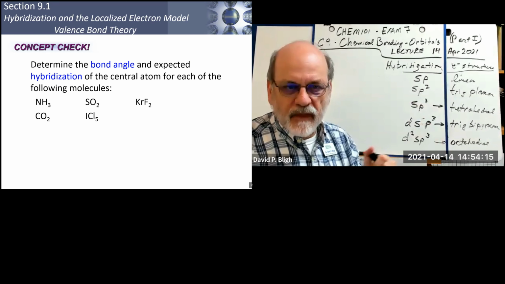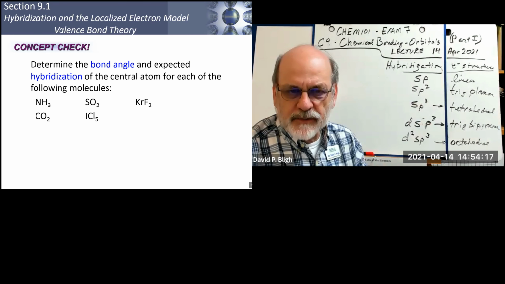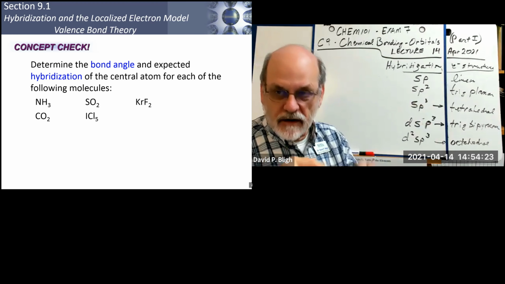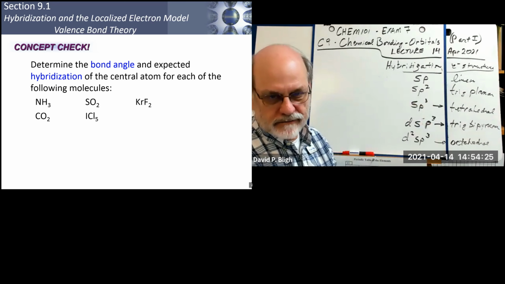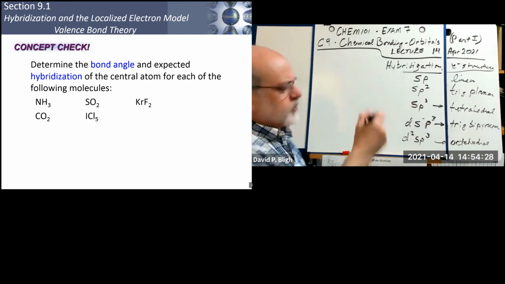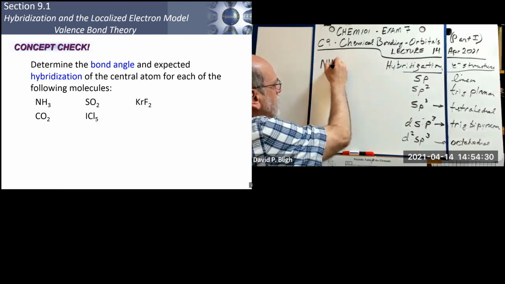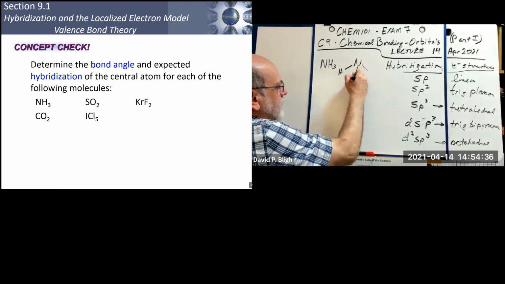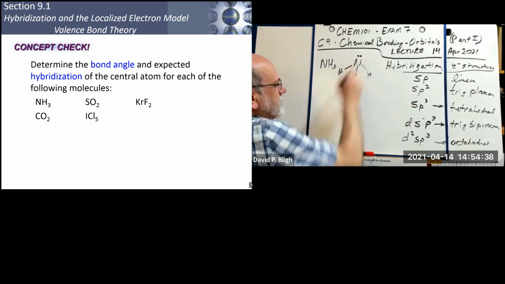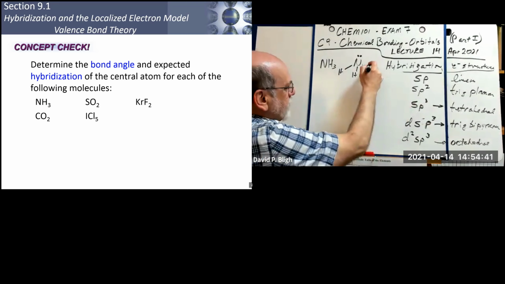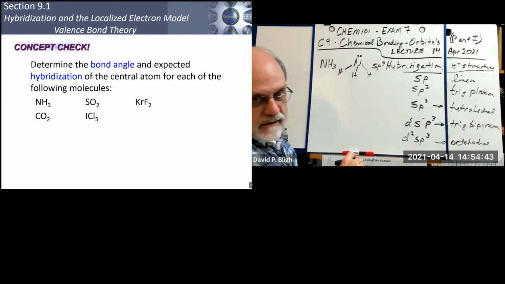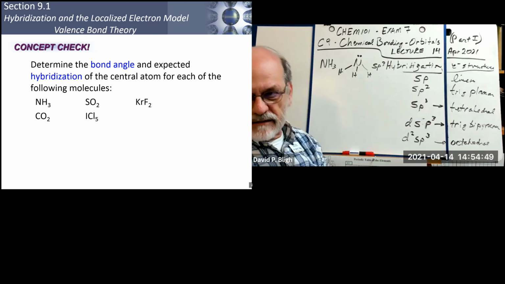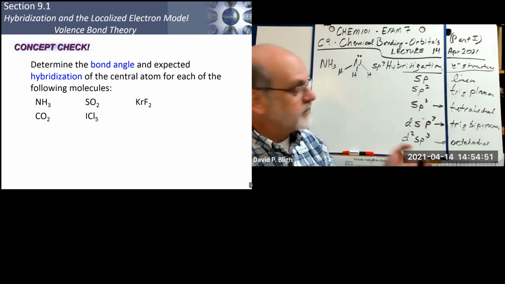All right. So we want to determine the bond angle and expected hybridization of the central atom of each of the following molecules. So we're only going to focus on the atom in the middle. We did this one already. NH3. That one is N, like that, right? And it's sp3 hybridized. Bond angles are going to be something less than 109.5 because it's tetrahedral.